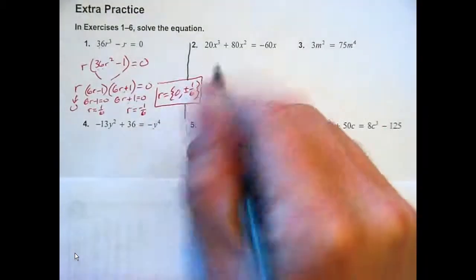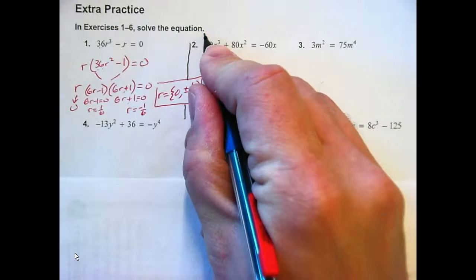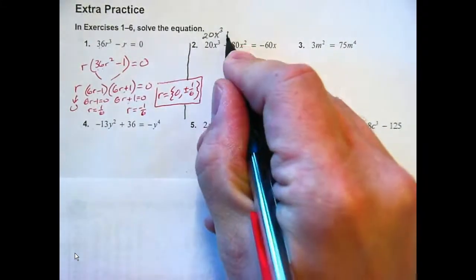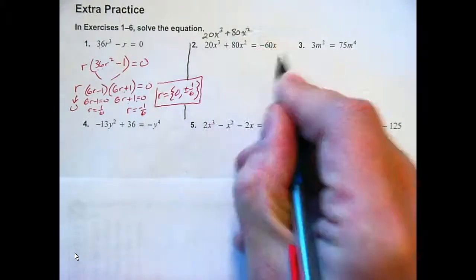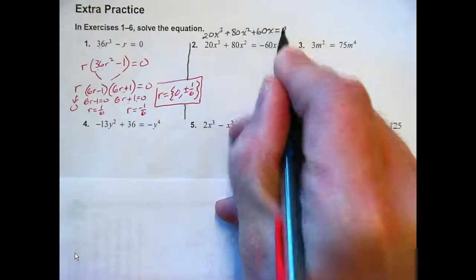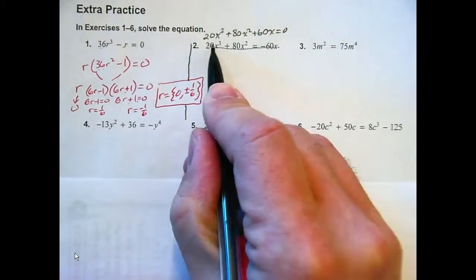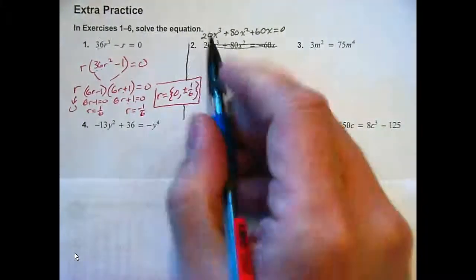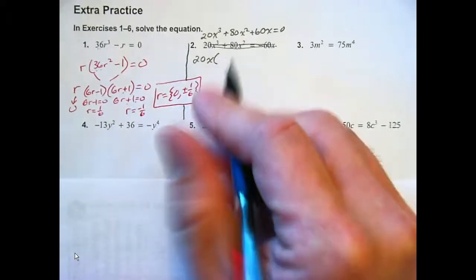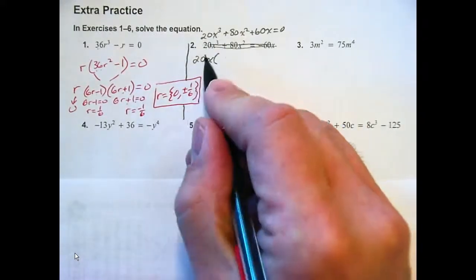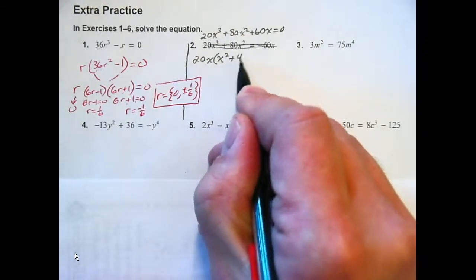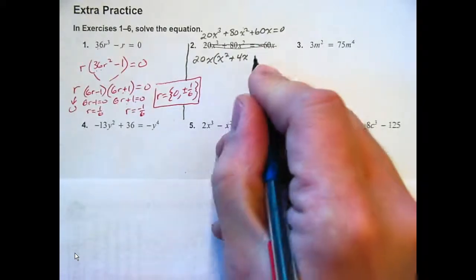On this one, I'm going to set it equal to 0 first. So I'm going to rewrite it as 20x to the third plus 80x squared, and then I'm going to add that 60x over. So it's all equal to 0 now. From there I can take out 20x. It gives me an x squared, then 4x, and then 3.